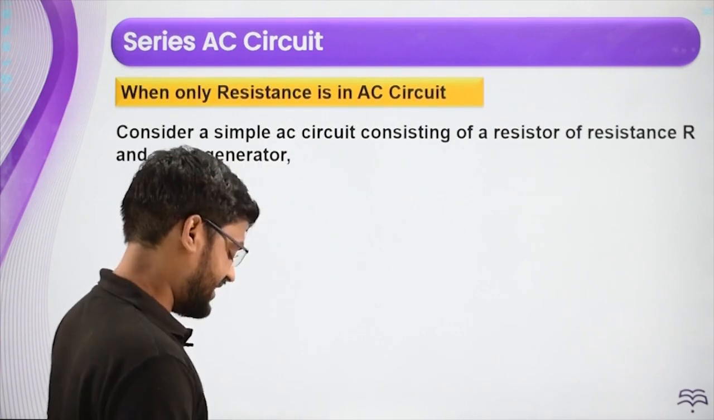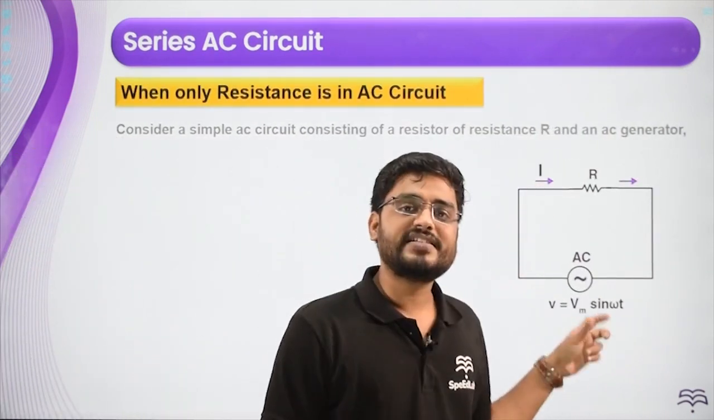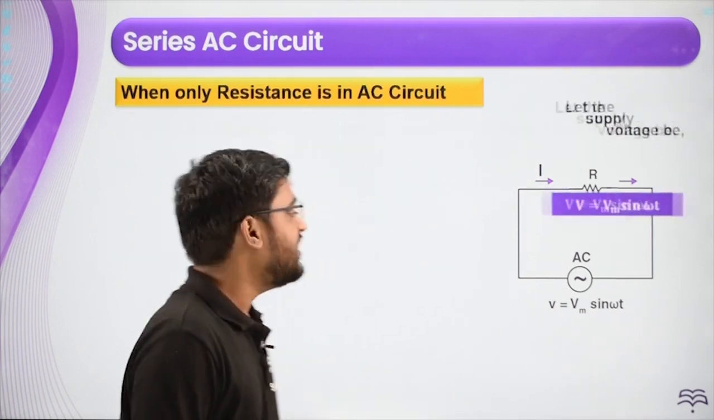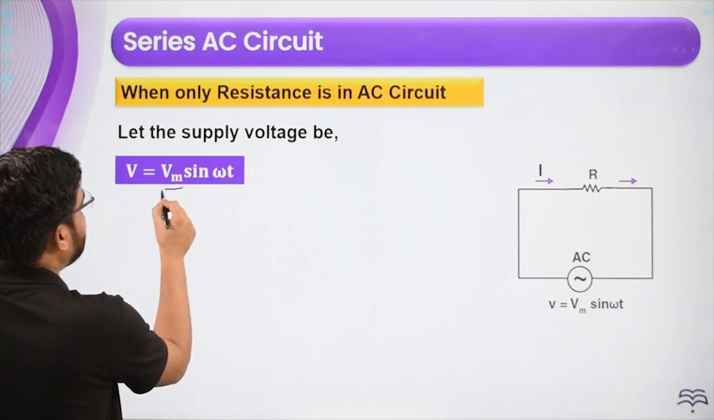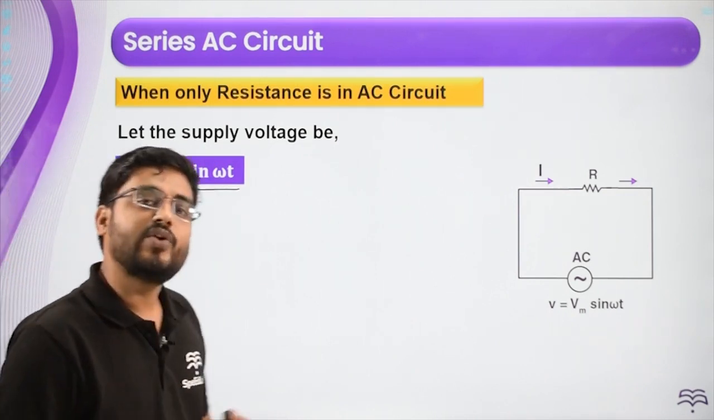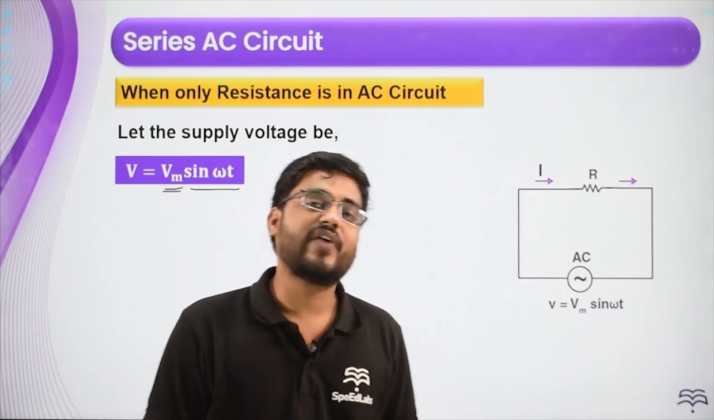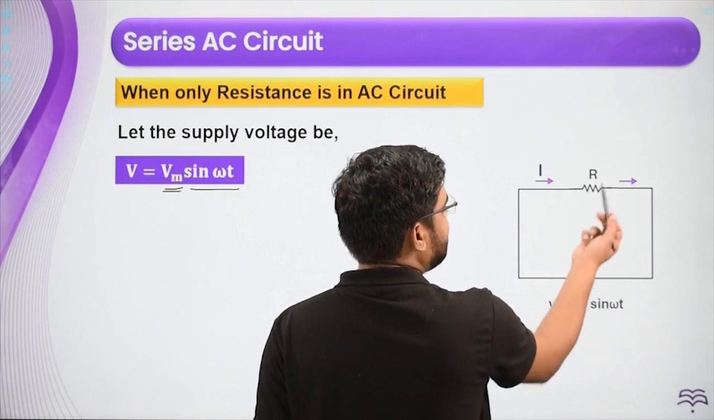So this is a circuit where only a resistor is connected across this voltage, and this voltage is basically given by V is equal to Vm sine omega t. If you see, this is basically the peak value of the voltage, and this is a sine varying voltage. So we know the voltage, and the idea is to find the current, how much current will be flowing in this circuit or in this resistance.